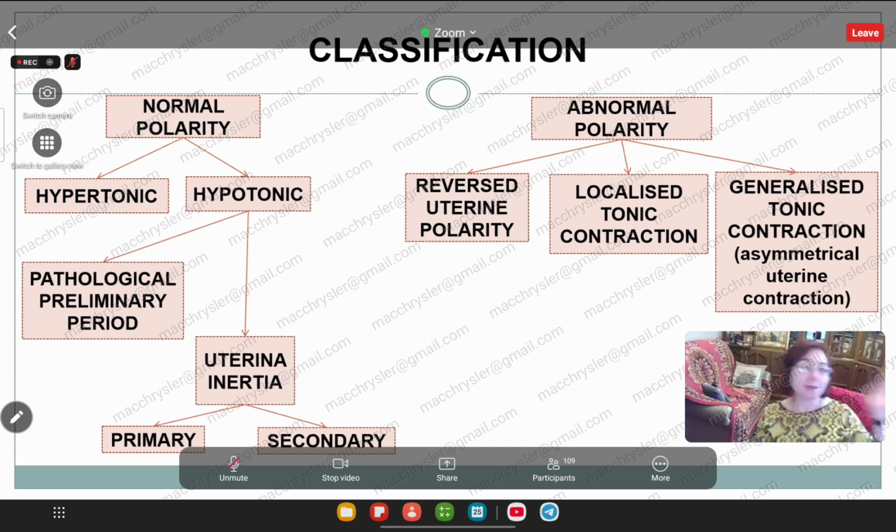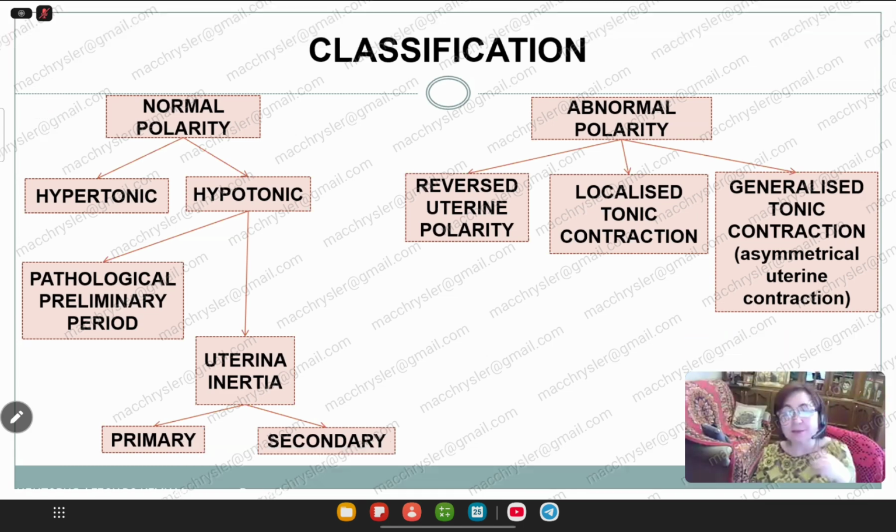In your duty, it's given not as a result, it's given as abnormal contractions. It's not abnormal contractions, it's the result. It's a result of these abnormalities, and not in general, especially more frequently associated with cervical dystocia, more frequently associated with reversed uterine polarity.